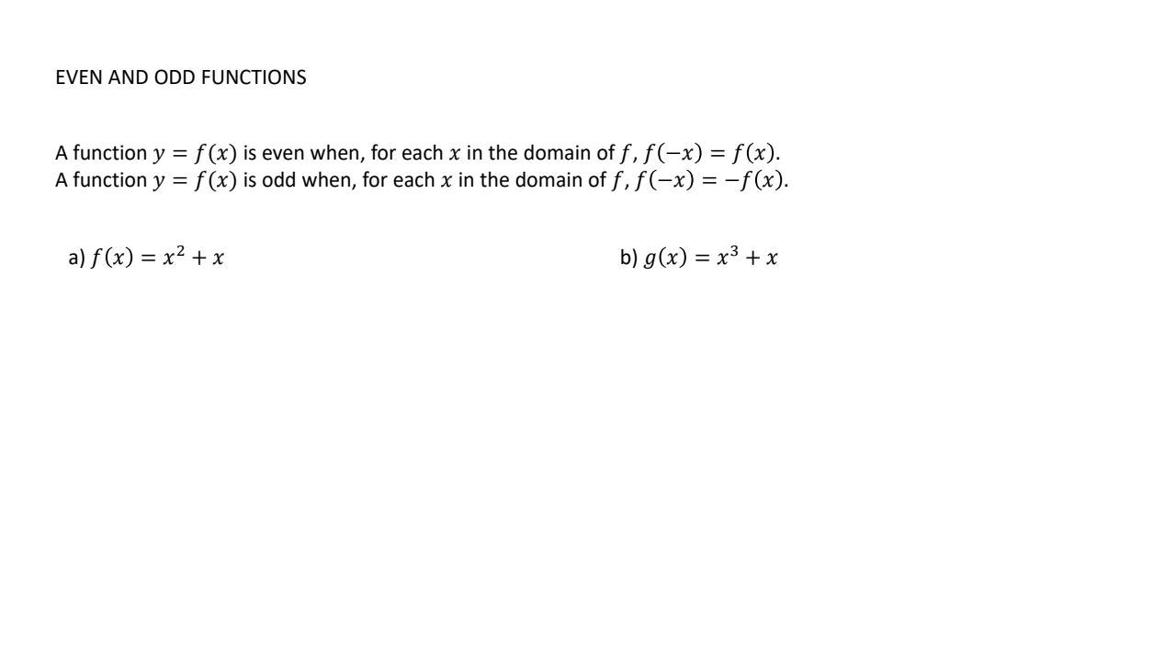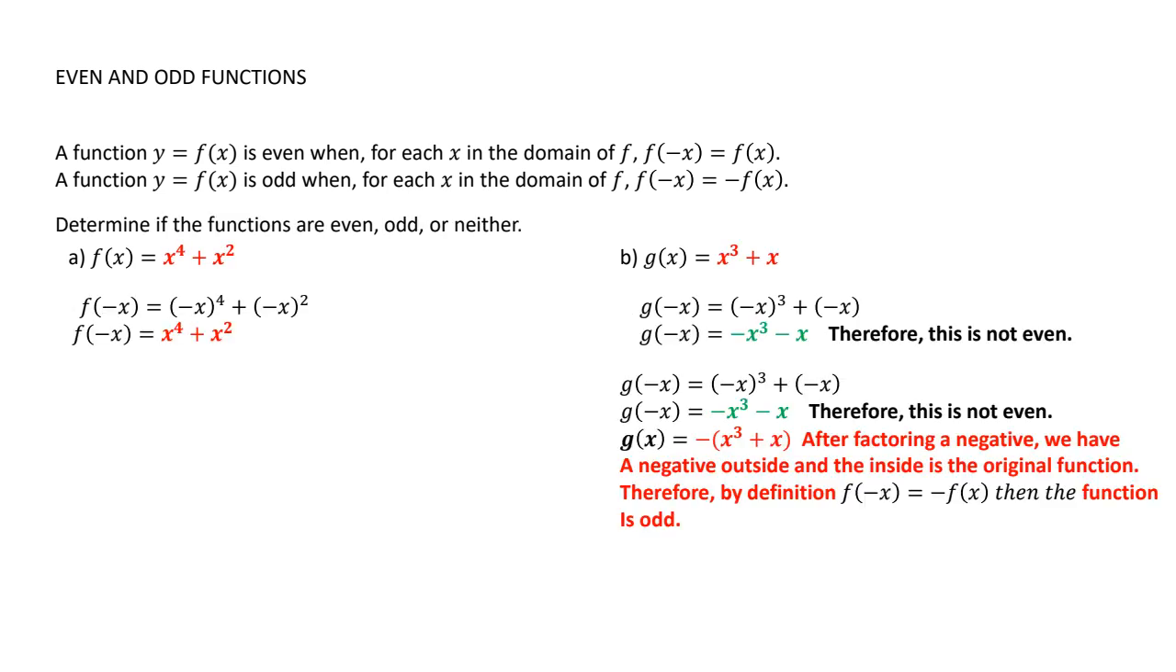So here are two examples. Example A, we have f of x equals x to the fourth plus x squared. And B, we have g of x equals x cubed plus x. So here on A, we're going to plug in negative x for the x in x to the fourth, and also for the x in x squared. So we do that, and it's going to give us parentheses negative x close parentheses to the fourth power plus parentheses negative x close parentheses squared.